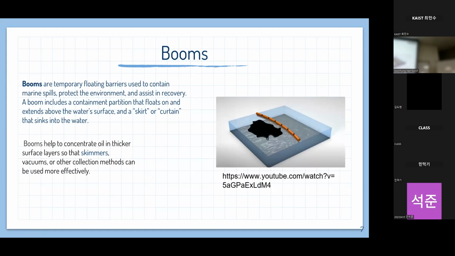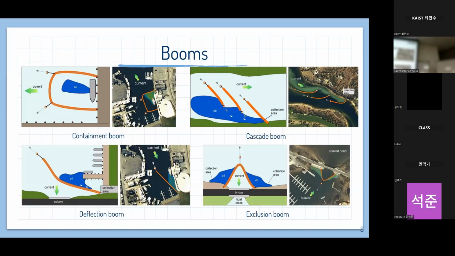First, booms are temporary floating barriers used to contain marine spills, protect the environment, and assist in recovery. Booms help to concentrate oil in thicker surface layers so that skimmers, vacuums, or other collection methods can be used more effectively. There are various boom methods.